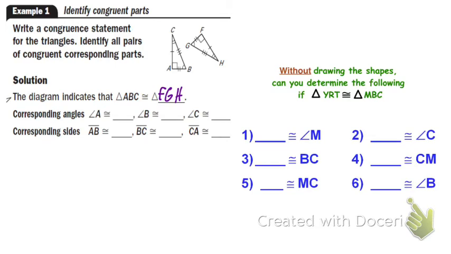Because of math. Okay, so I want you guys to go ahead and fill in what these corresponding angles and the corresponding sides would be and say, hey, this angle is congruent to this angle, this side's congruent to this side because they're corresponding right now. So go ahead and finish this part out.